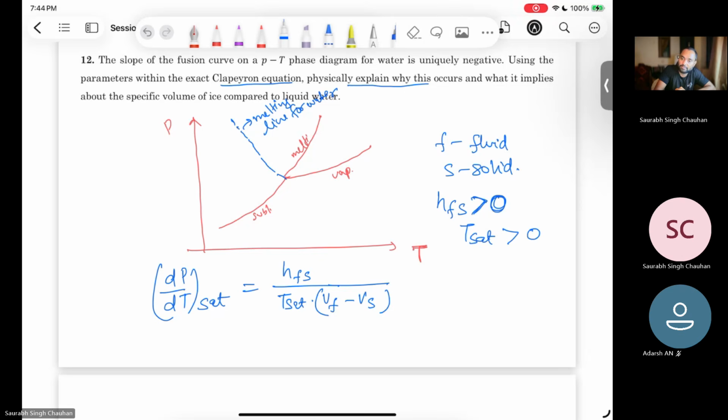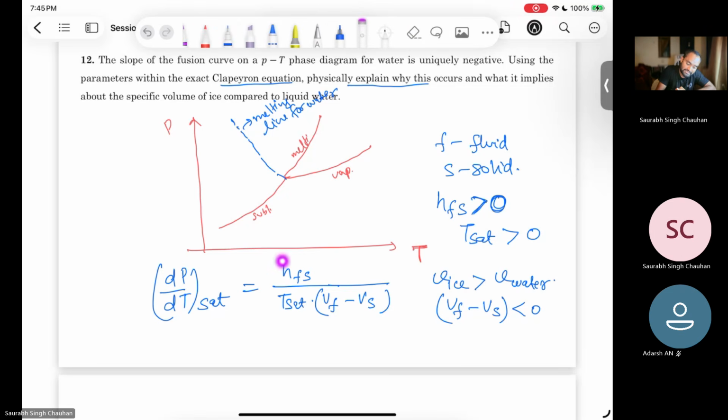Temperature can never be negative, it is in Kelvin, right? But you know that water expands on freezing. The specific volume of ice is more than the specific volume of liquid water. So this Vf minus Vs is negative.